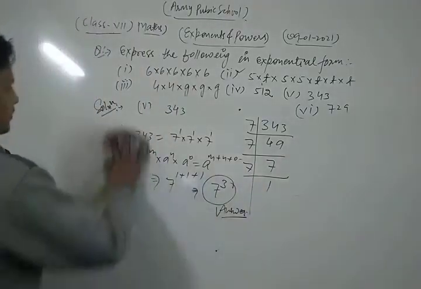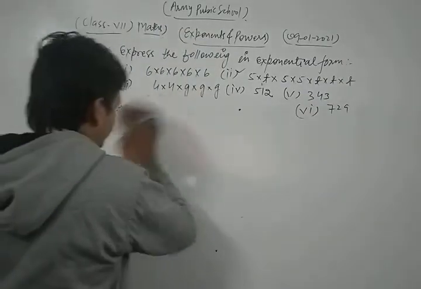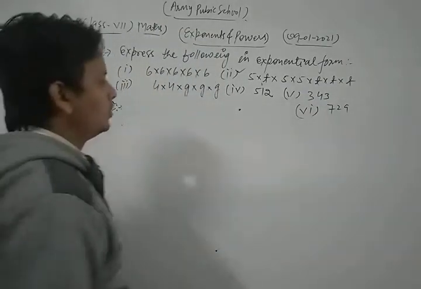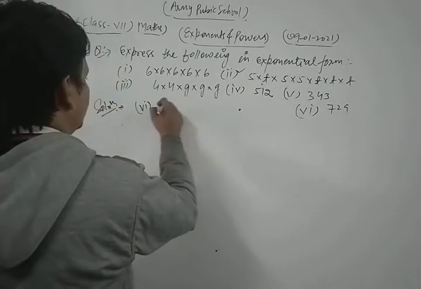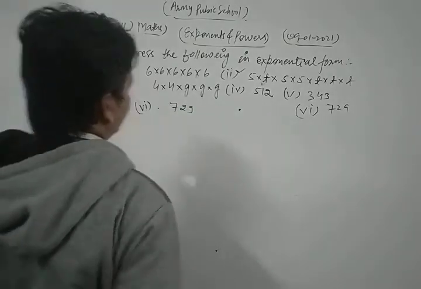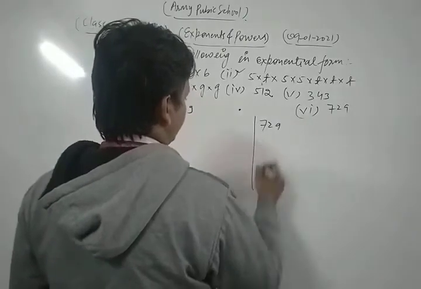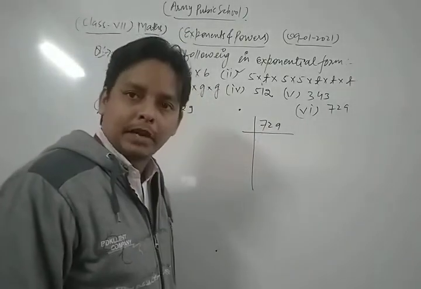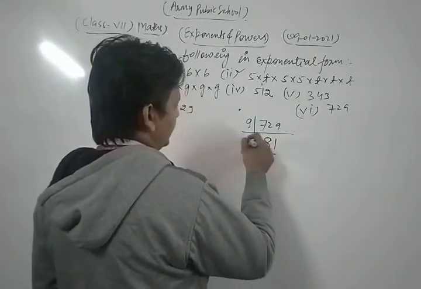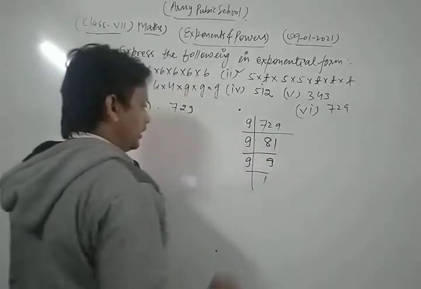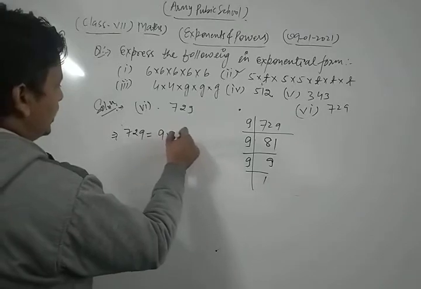Let's see. Now we do the last part of this question, which is 729. Okay, so first of all we do prime factorization. Let's see, from 9, 9 8s are 72, 1 is left, again from 9, 9 9s are 81, 1 left, again from 9, 1 is 9. Thus we can write 729 as 9 into 9 into 9.